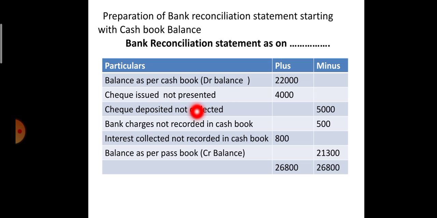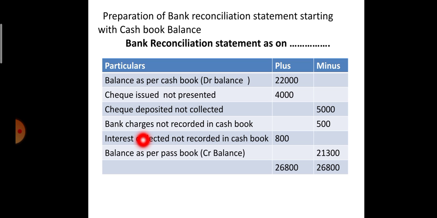Similarly, the check deposited was added to the balance in the cash book, but in the passbook it was not recorded. We have to find the passbook balance, so to determine that, we will reverse the effect of the 5,000 rupees added; we will deduct 5,000 rupees. In the same manner, bank charges not recorded in the cash book were deducted in the passbook. To determine the passbook balance, the same effect will be shown in the BRS: 500 will be deducted.